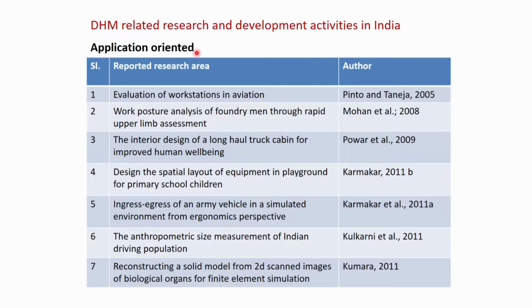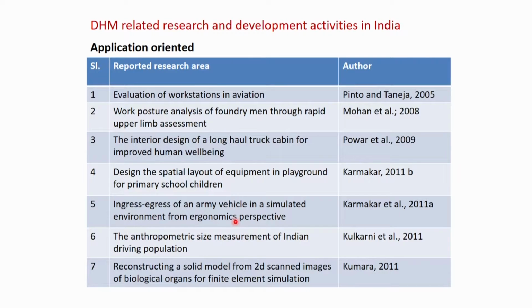Application oriented digital human modeling is being applied for various workstation evaluations or product evaluations in different types of industries, and that has been tabulated here. For example, evaluation of workstation in aviation by Pinto and Taneja 2005, work posture analysis by Mohan et al., then interior design of a long haul truck cabin for improved human well-being by Power et al. in 2009, then design of the spatial layout of equipment in a playground by Karmakar 2011. In this way we will find other publications related to ingress egress from vehicle, anthropometric size measurement of the Indian driving population, and reconstructing a solid model from 2D scanned images of biological organs for finite element simulation by Kumara 2011.